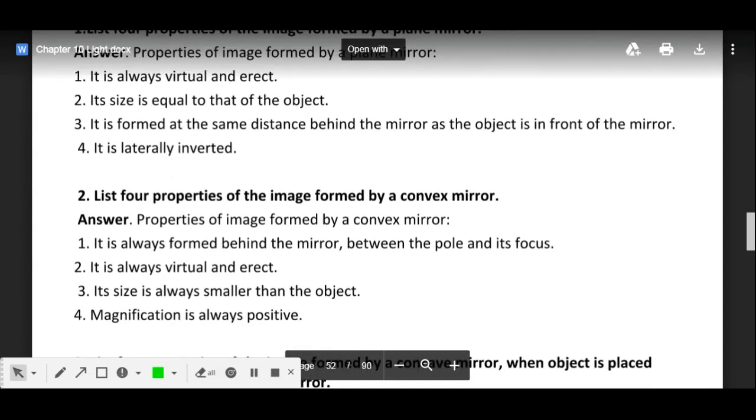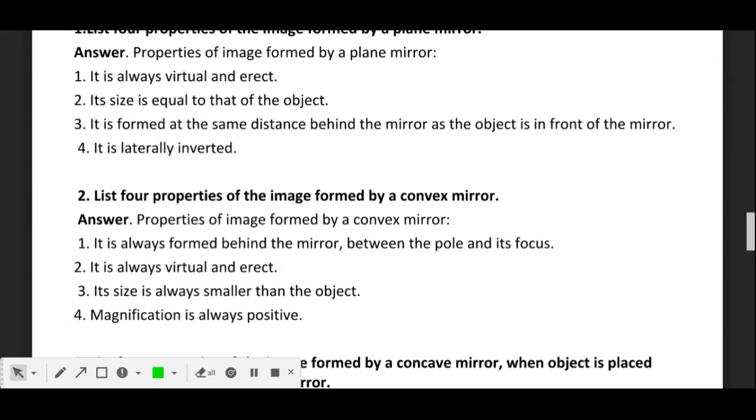Next is: list four properties of the image formed by a convex mirror. Now, the convex mirror properties are: number one, it is always formed behind the mirror, between the pole and the focus. It is always virtual and direct. Its size is always smaller than the object. Magnification is always positive. So there are four properties again. In case of a convex mirror, the image is formed behind the mirror, between the pole and focus, wherever the object is kept, right?